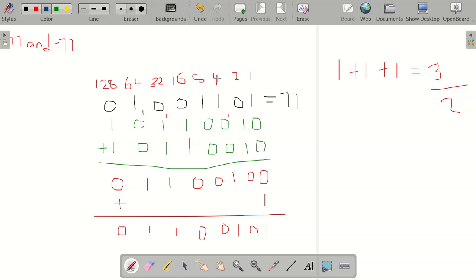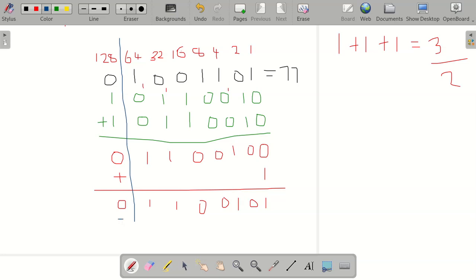Here we already know that it's 77. We have just one number. So we started here where we had the first one. So I'll put a demarcation before that. Okay. So this demarcation represents the sign and the magnitude.